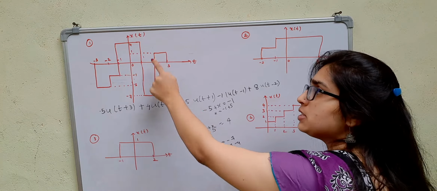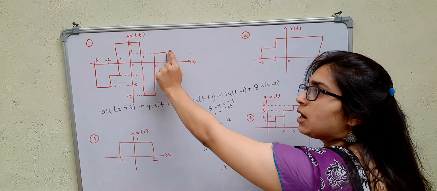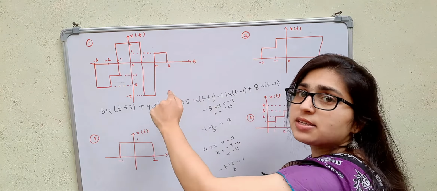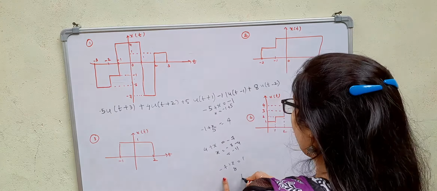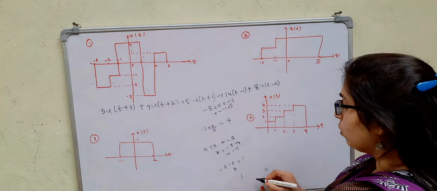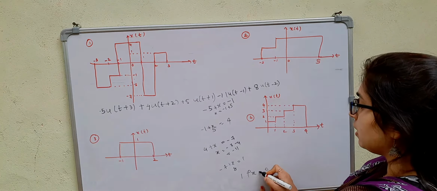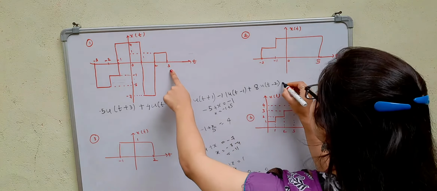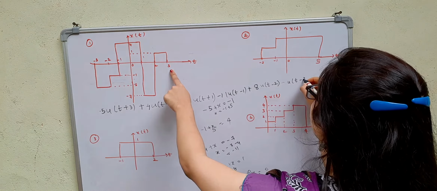Next, at 3, it is coming from 1 to 0. After 3 you have 0, right? So the step height is changing from 1 to 0. If I add x, I will get 0, so x will be equal to minus 1. So here it will be minus u of t minus 3.